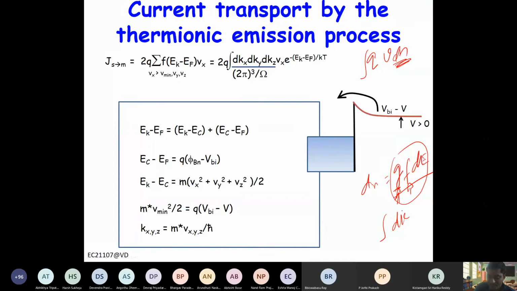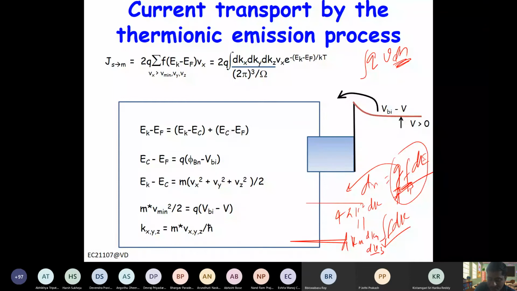G is the volume of dk, right? And then I'm integrating fg together, so it becomes integral f dk. Now dk volume is basically dkx dky dkz. So in this derivation you can recall what we wrote, the dk over volume was 4 pi k square dk, right? Which is the same as dkx dky dkz.